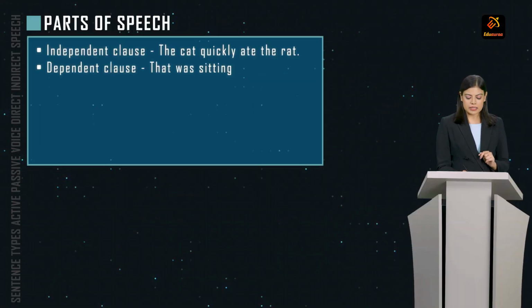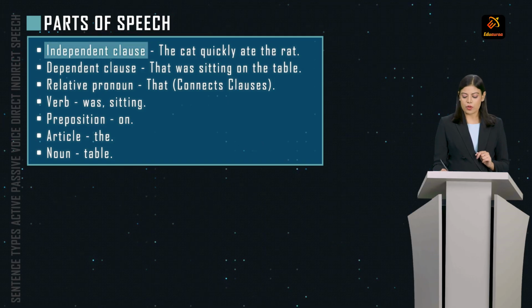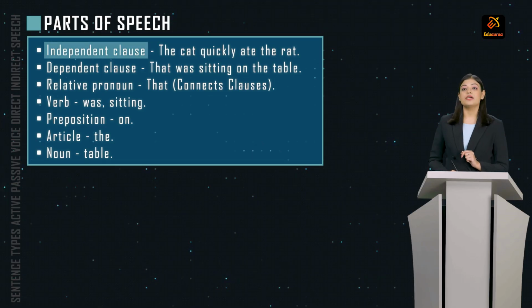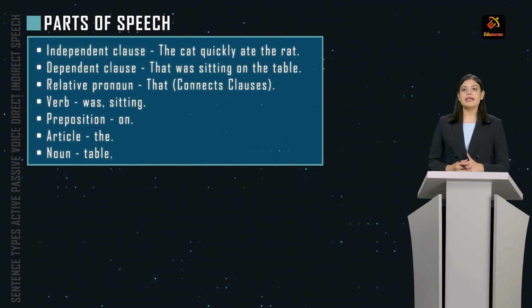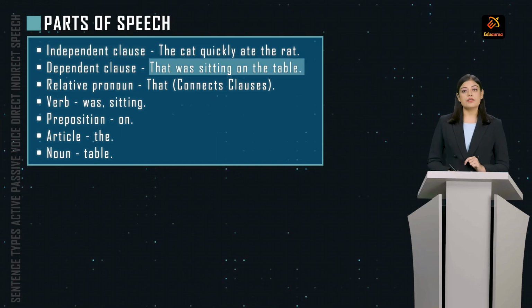So that part is an independent clause. You can call it an IC or an independent clause because it makes sense on its own. Look at the next part. That was sitting on the table.